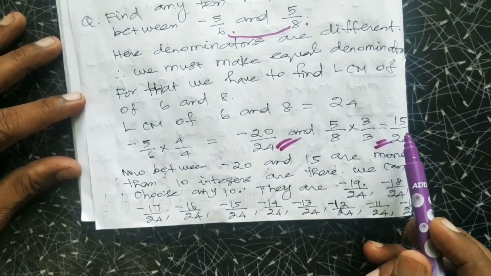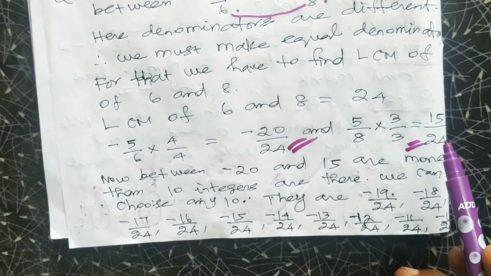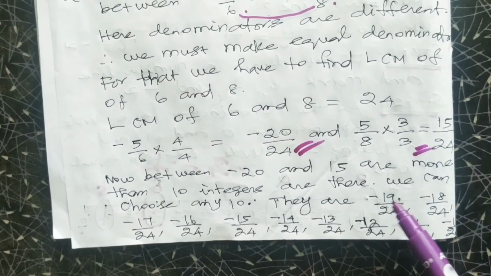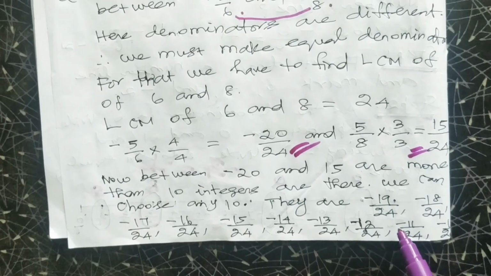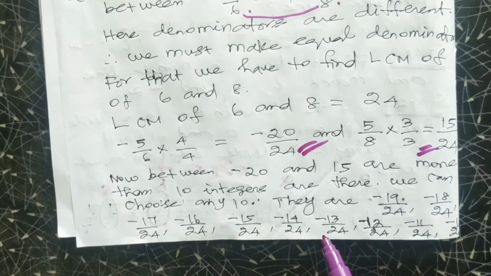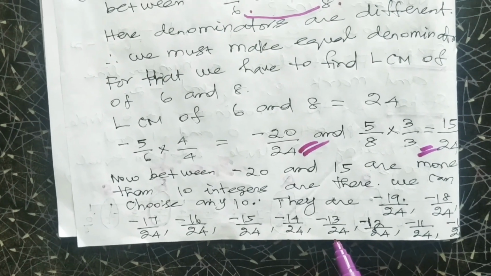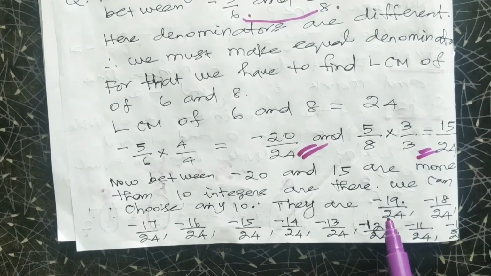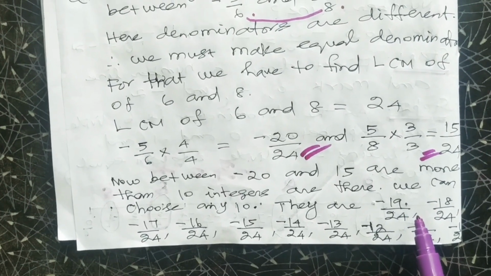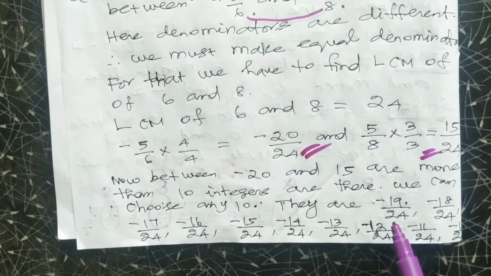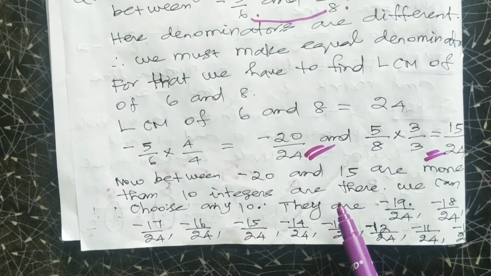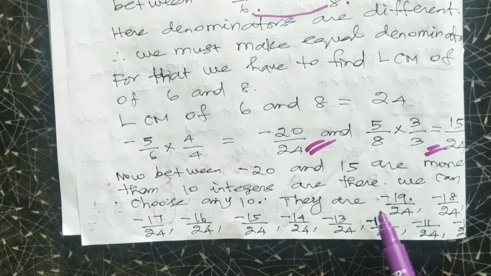between minus 20 and 15, sufficient numbers are there. 10 numbers they are asking. Therefore, in order you can write minus 19 by 24, minus 18 by 24. Like that, we can choose any 10 rational numbers. I have taken in order. You can take from 0 also: 0, then 1 by 24, 2 by 24, 3 by 24, like that. Many numbers are there, but you can choose any 10.